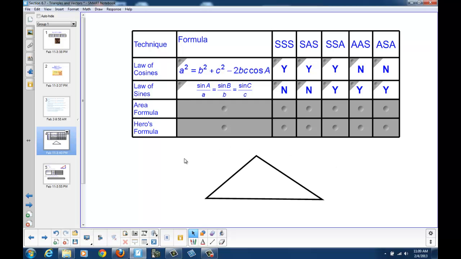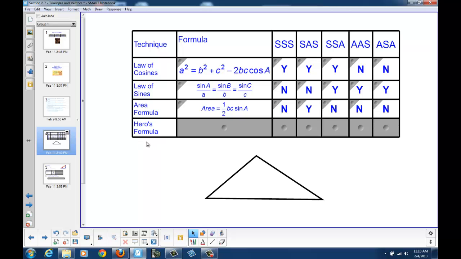Now the area formula we learned in this chapter, the area is going to equal 1/2 side 1 times side 2 times the sine of the included angle. So I need two sides and the included angle, the SAS situation. SSS doesn't give us enough information to immediately apply the area formula. Neither does SSA or AAS or ASA.